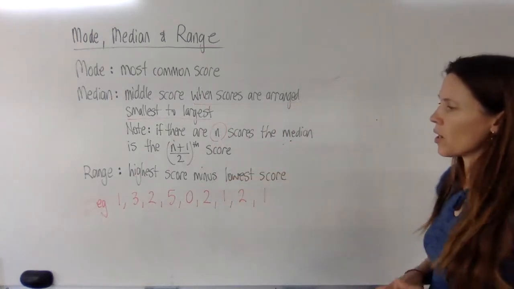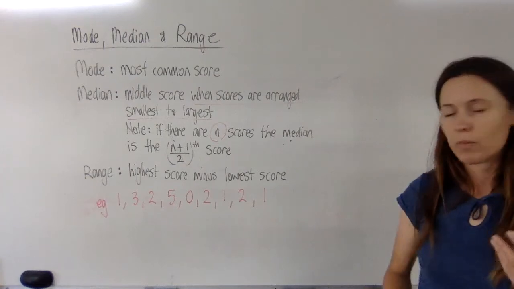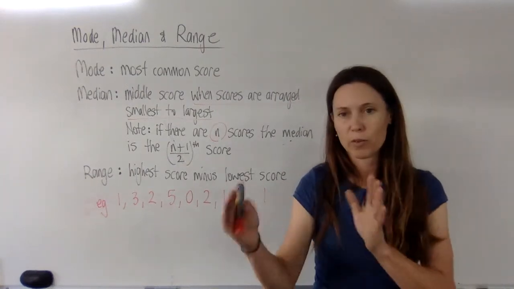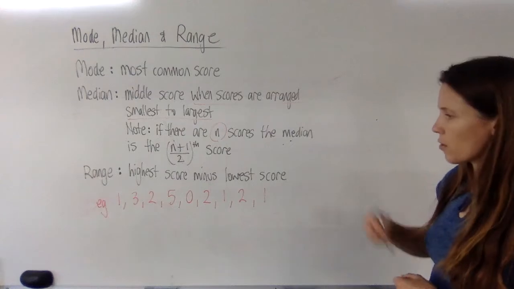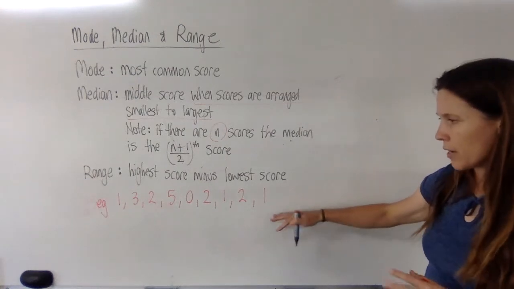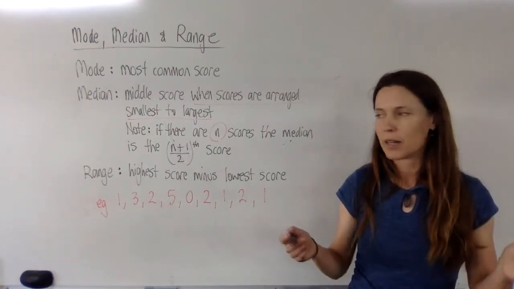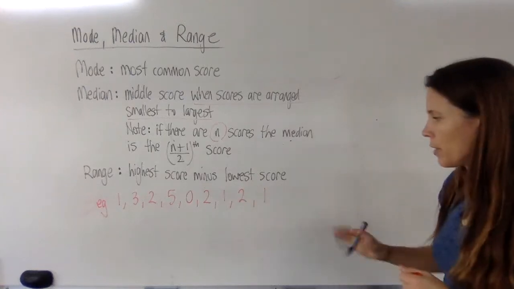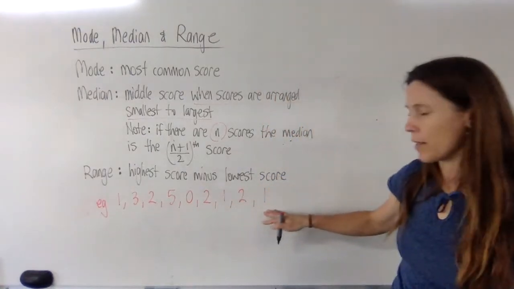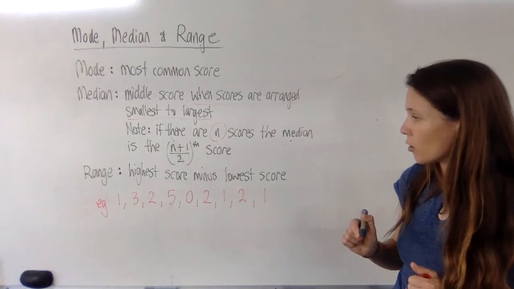Now, the range is the highest score minus the lowest score. That's quite straightforward. It just tells you where all your scores lie. So let's look at a quick example. Let's imagine I've taken 9 people in the class and I've said, how many pets do you have at home? And they've given me these answers. I just went around the room and asked, and these are the answers I got.